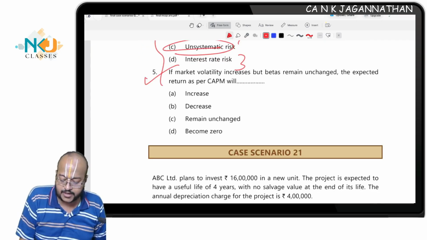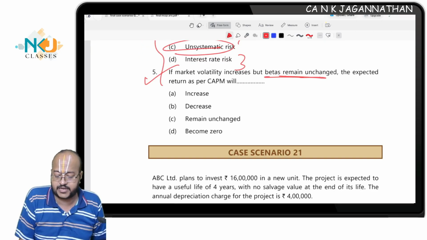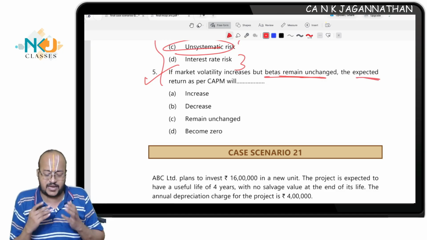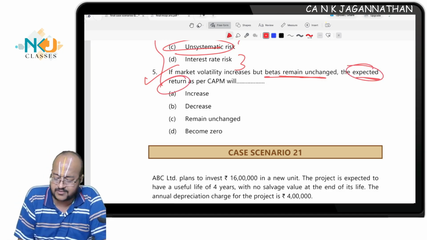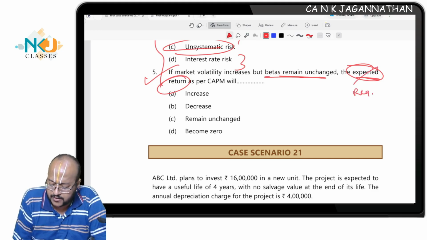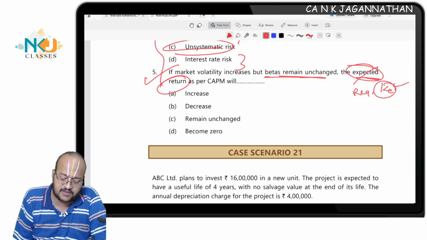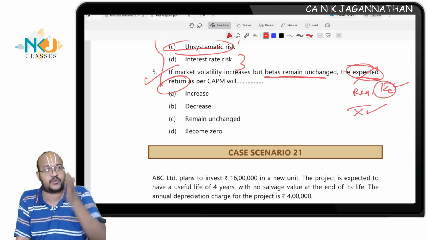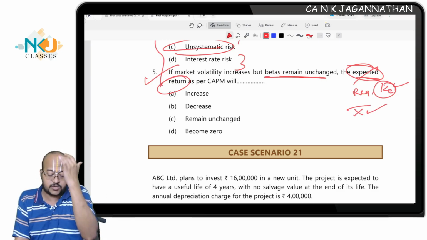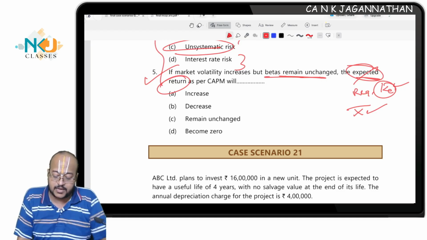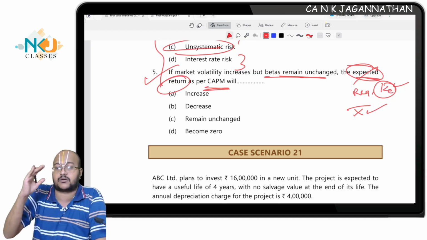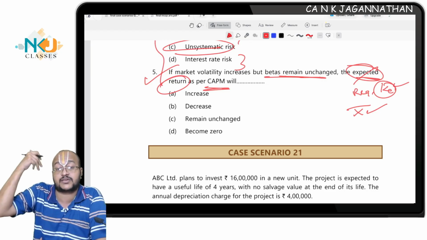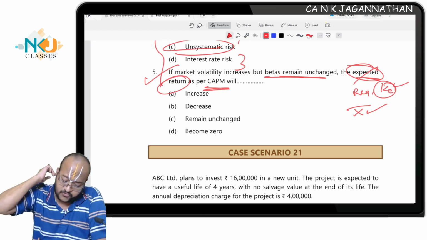Next, if market volatility increases but betas remain unchanged, the expected return... again, a mistake. This should actually be required return, Ke. It is never expected return, because expected return, or mean return, is what you compute through ex ante and ex post data. Here, the CAPM, the SML return, the security market line, is called Ke, the required rate of return. Both are very, very different.